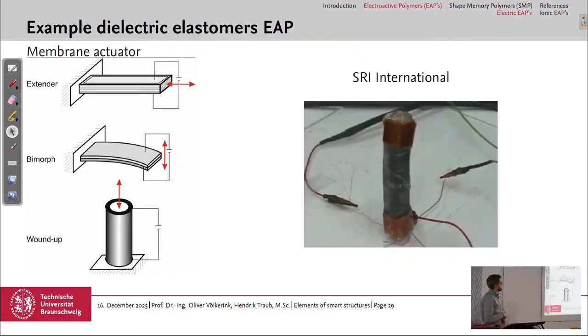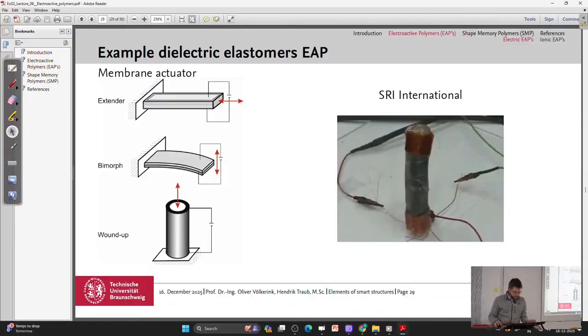Okay, what can you do with it? You can use it as a membrane actuator, where you just get the extension in this direction, so you use the in-plane extension. You can build up a bimorph, with one side an actuator and one side a structural material, and then you can bend it down and up, or you can wind it up and have this kind of actuator. And for this I also have a video.